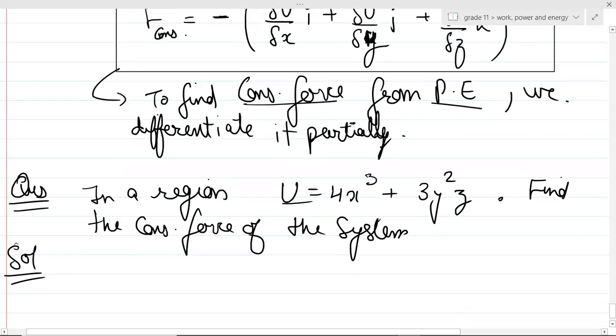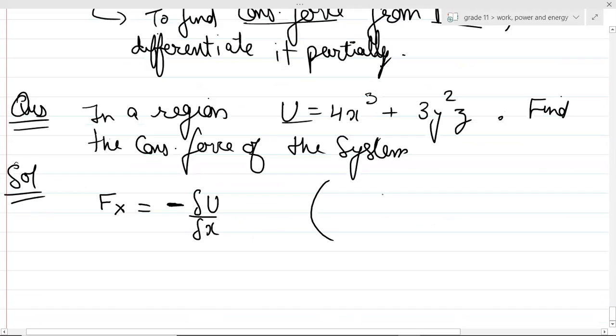In partial differentiation, what do we do? First, we will calculate the x component. When we calculate the x component, which is basically the negative of delta U by delta x, you know normal differentiation, right? Guys, do you know normal differentiation?